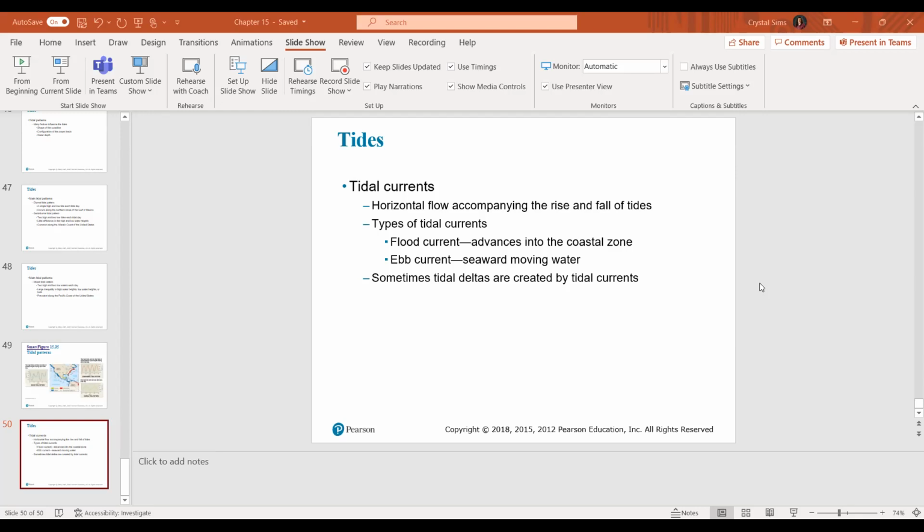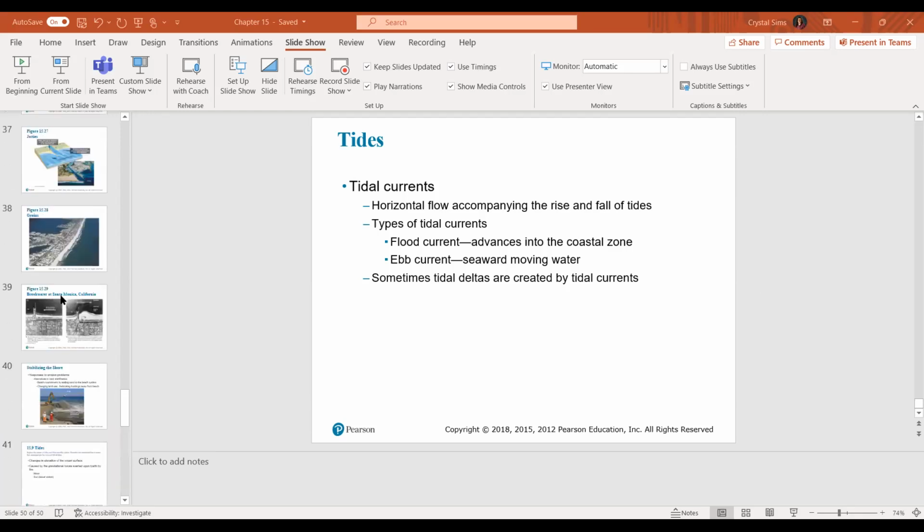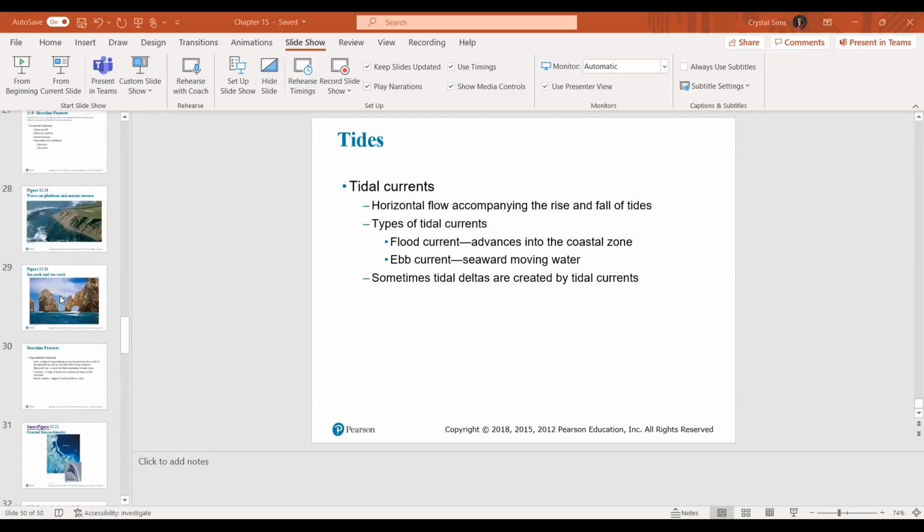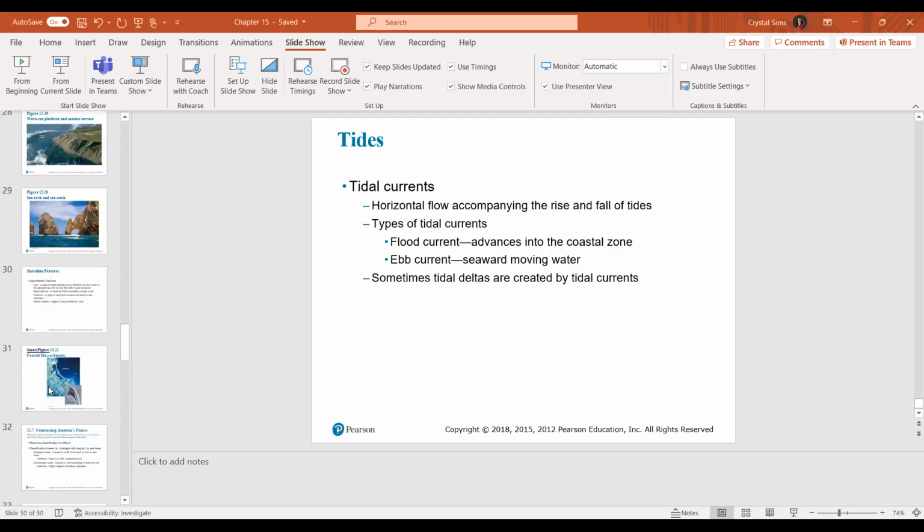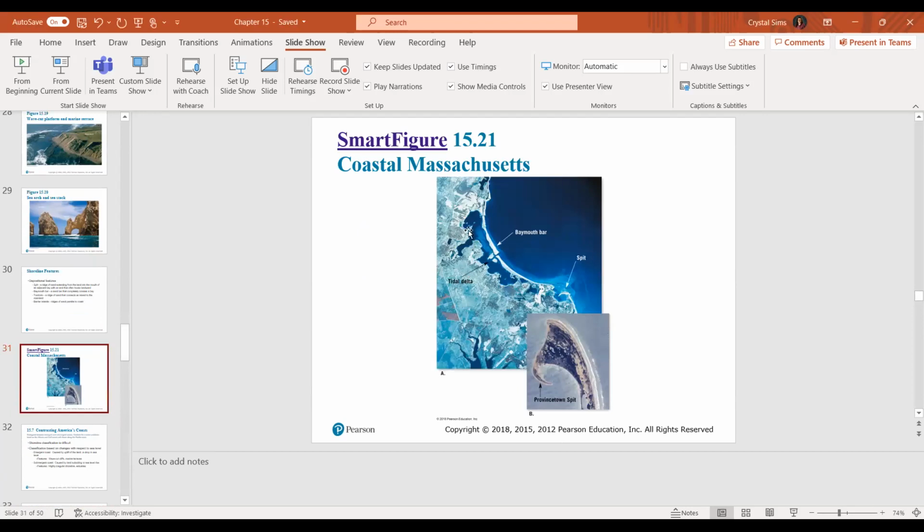So they're not important in the open sea, but along estuaries or bays, they can be very important and create these tidal deltas. And we saw an example of a tidal delta back in this figure here. So this area here would be referred to as a tidal delta. And so this can be caused or be influenced by those ebb and flood currents.